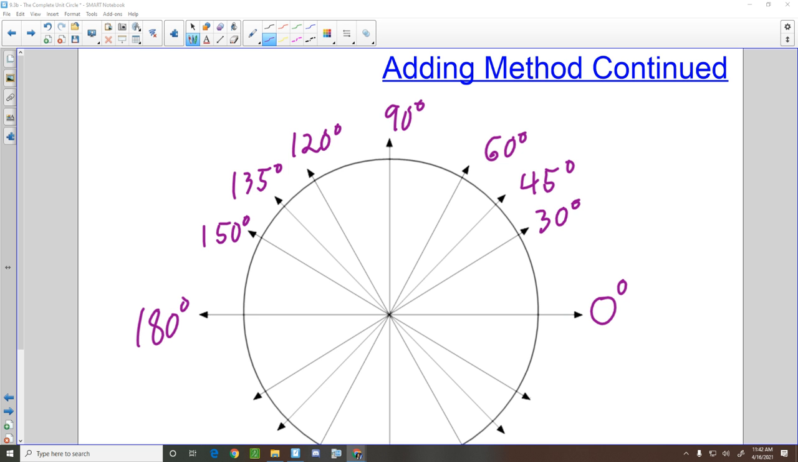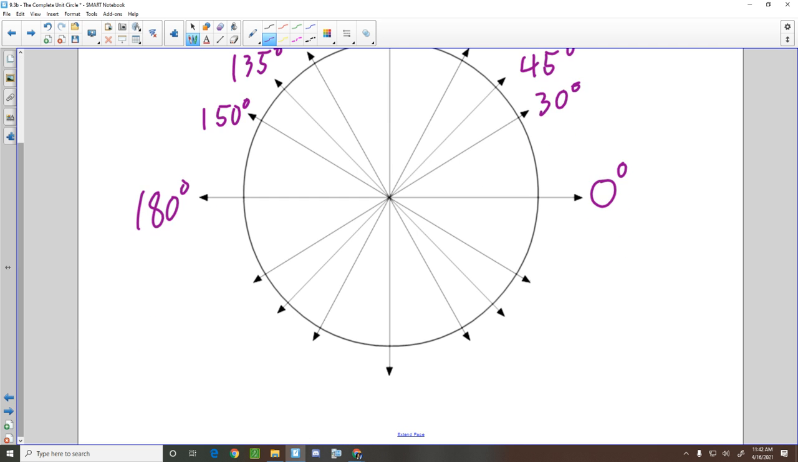Oh, really? That looks good. Awesome. Okay, good. I think we got it, right? The pattern continues all the way around.